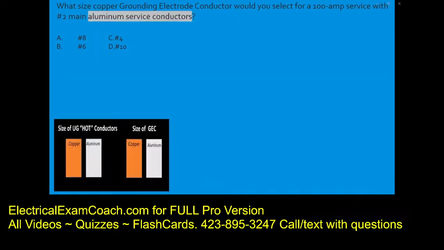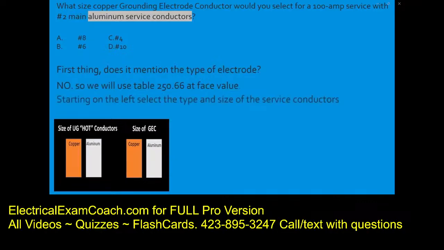What size copper grounding electrode conductor would you select for a 100 amp service with number 2 main aluminum service conductors? First thing, does it mention the type of electrode? No, so we're going to use table 250.66 at face value. Starting on the left-hand side, being very careful to check the type and size of our service conductors. In this case, it's aluminum, so we have to start here in aluminum.